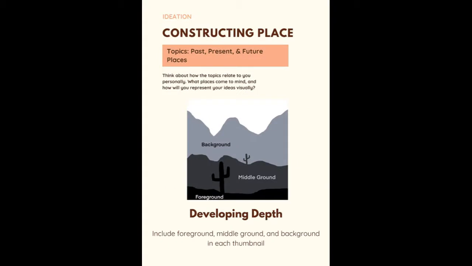Next, the teacher will lead students in guided ideation. Using the handouts, provide students with the following topics: past, present, and future places. Students should compose a series of 3 thumbnail sketches per topic. Each thumbnail is required to have a distinct background, middle ground, and foreground. Use the additional handout as a visual reference to explain how these effectively work to create depth.